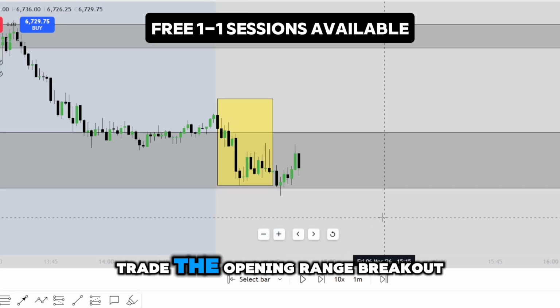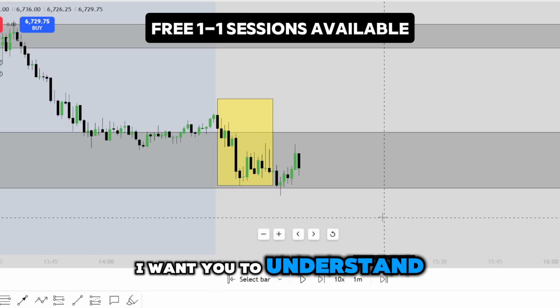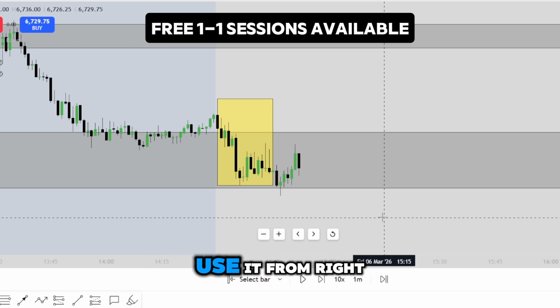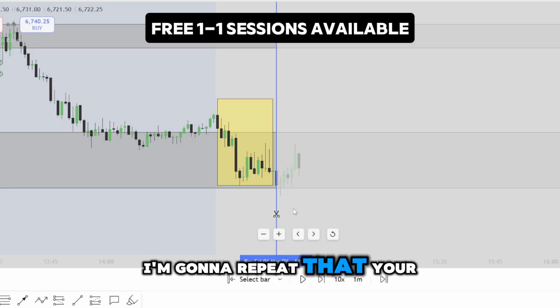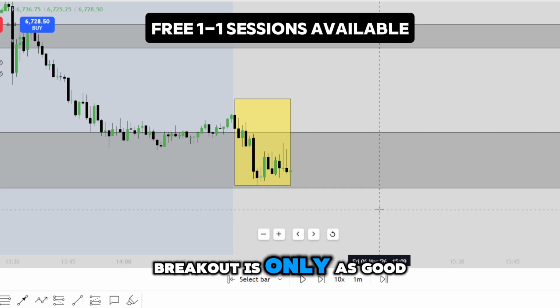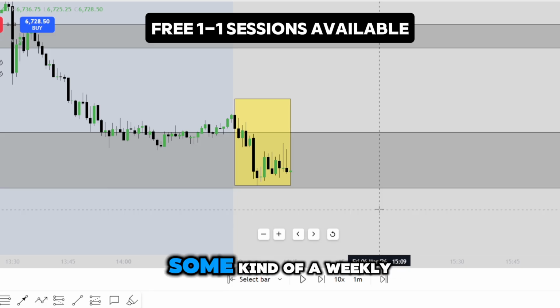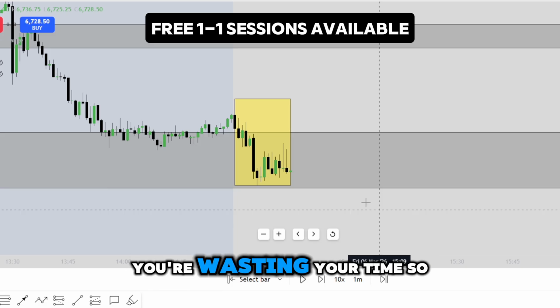So for those who trade the opening range breakout, I want you to understand that your opening range breakout is only as good as the area that you use it from. I'm going to repeat that. Your opening range breakout is only as good as the area that you trade from. So if you don't have a level, or you're not trading with some kind of a weekly candle bias or some kind of absorption, you're wasting your time.